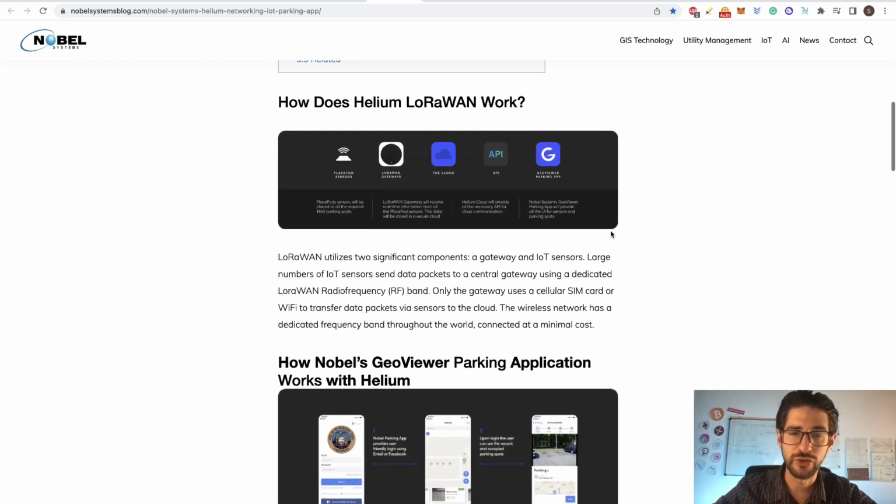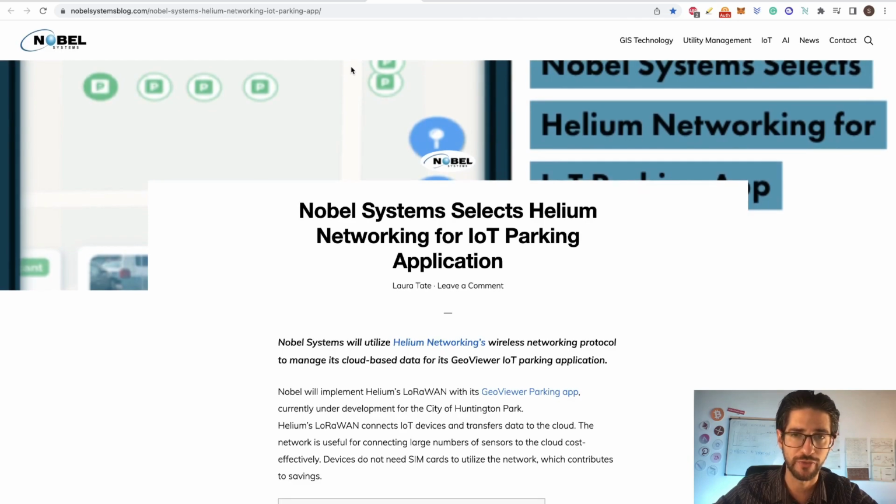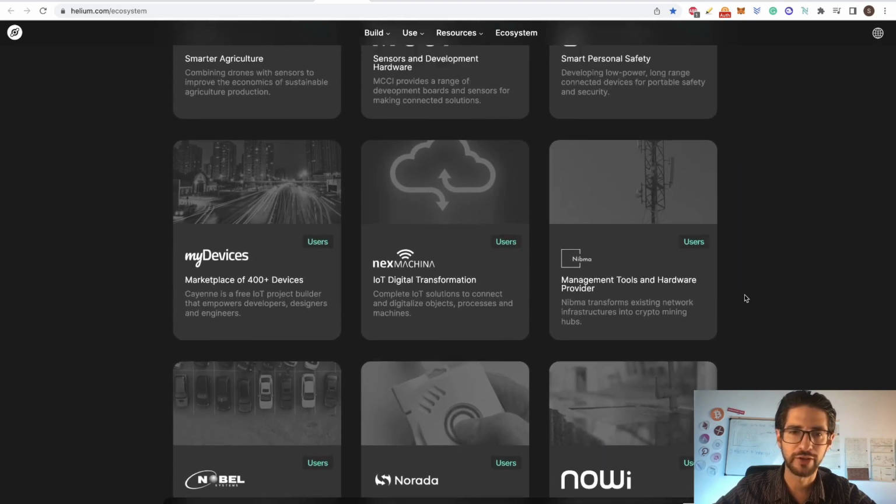So in this use case, you can see how they are using the Helium network to make this application for parking spots. So you will know if you have an empty parking spot or not using the application and the Helium blockchain for this. And the uses of this are enormous. There are many things that you can do if you are connected to this network.